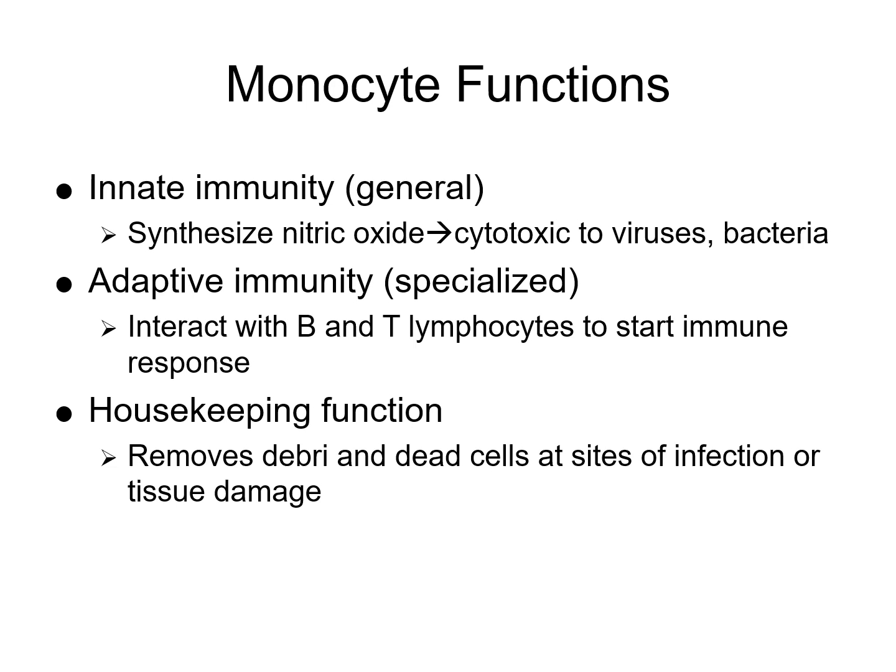For monocyte functions, they play a role in innate immunity. Monocytes participate in the innate immune response by producing nitric oxide. Nitric oxide is cytotoxic and helps kill invading viruses and bacteria. This will contribute to the immediate and nonspecific defense against those pathogens.